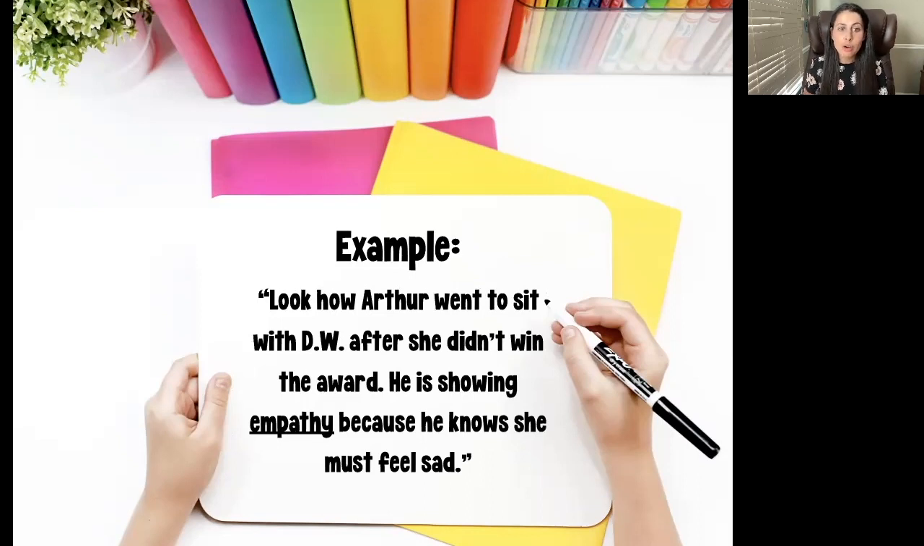So look how Arthur went to sit with DW after she didn't win the award. He is showing empathy because he knows she must feel sad. So I'm pointing out what happened in the story and I'm just bringing in that social emotional vocabulary. Another example could sound like, wow, look at that act of kindness that Isaac showed when he asked Asher if he wanted to play. Asher was standing alone on the playground, but now we can see in the picture that he is smiling and happy.